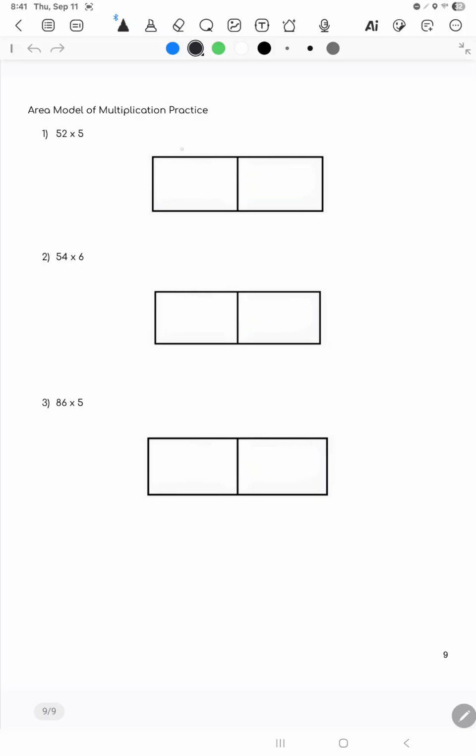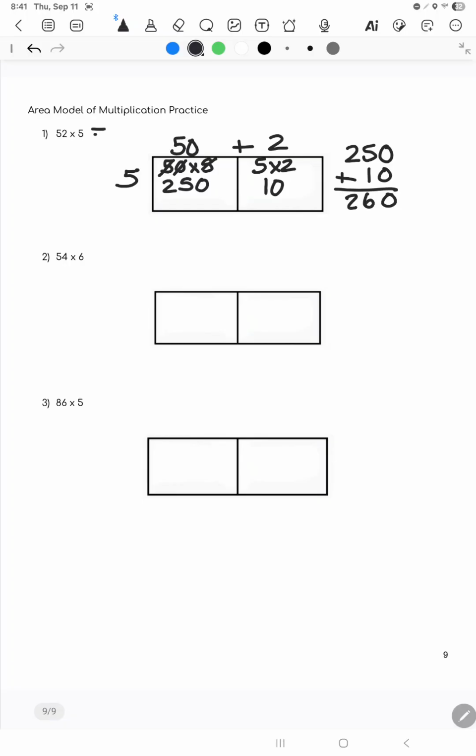So here I'm going to do 50 plus 2, and 5. Multiplying inside, we have our 50 times 5. 5 times 5 is 25. Add 1 power of 10. 5 times 2 equals 10. I can add these two together, and that's 260.